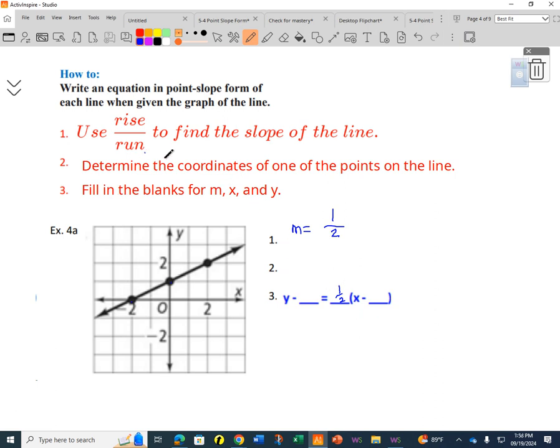Step 2, determine the coordinates of one of the points on the line. And we're going to start with this one. So that point, that ordered pair, is 2, 2.